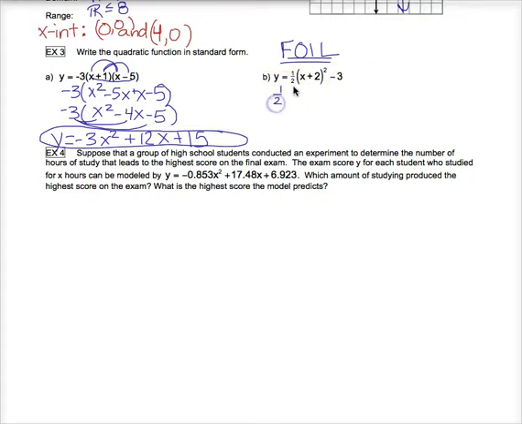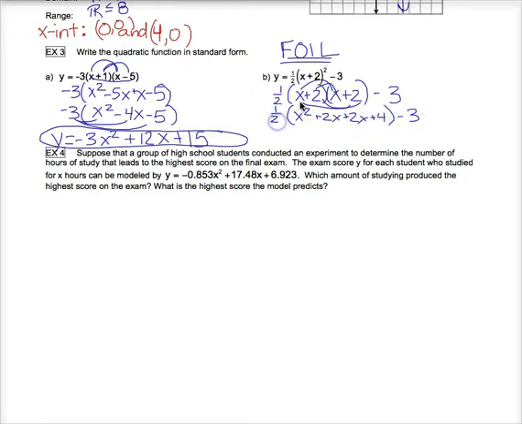All right, so order of operations says I have to do the squaring first. Remember that that means x plus 2 times x plus 2. So I'm going to do that part first. So firsts are x squared, outsides are 2x, insides are 2x, and lasts are 4.